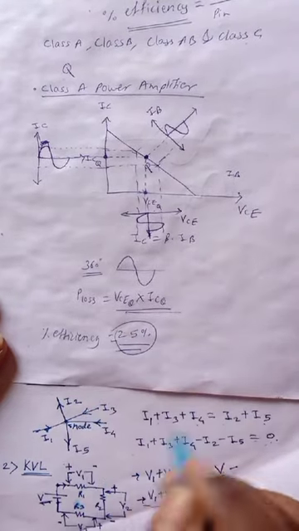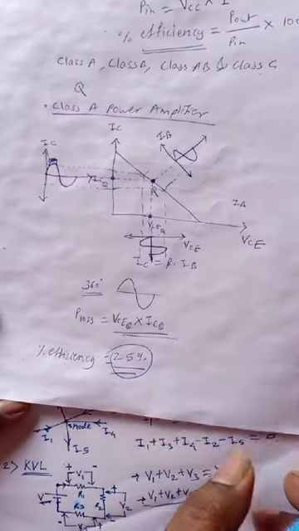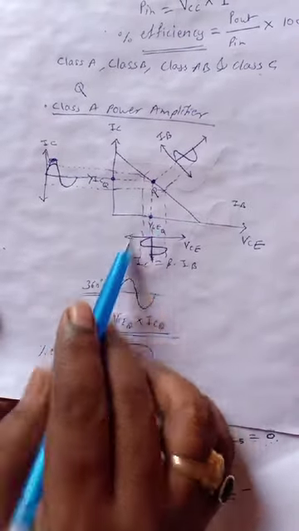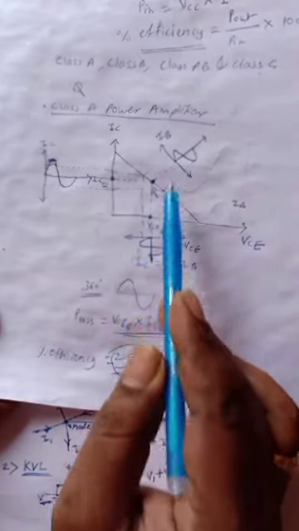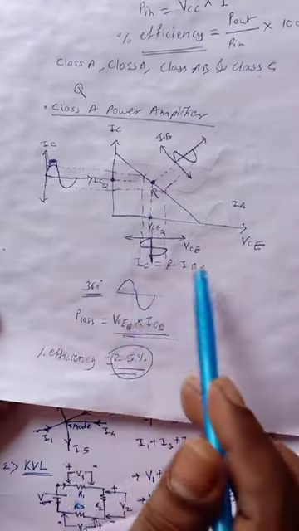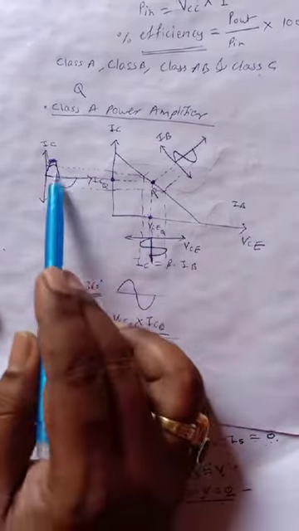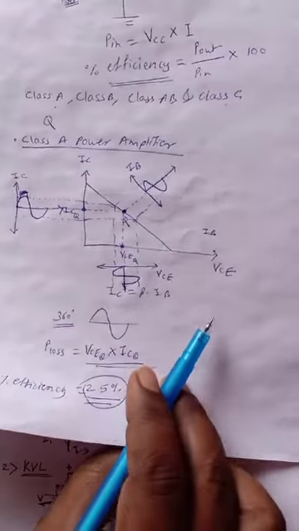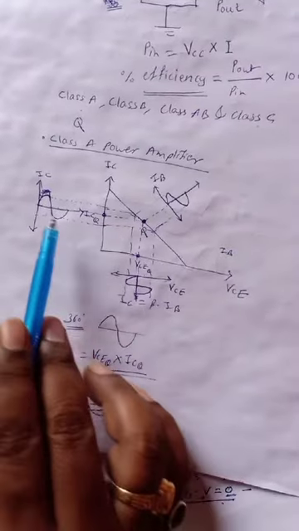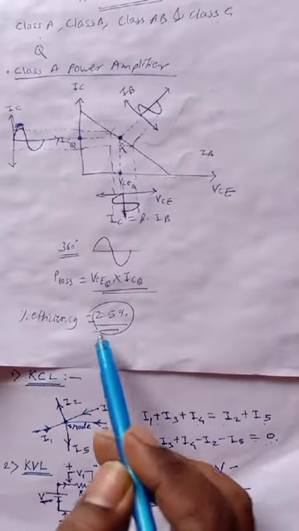So this is the drawback of this class A power amplifier, but it is used in audio amplification because we get undistorted output. Undistorted means there is no distortion at the output. So this is one advantage, that we get the undistorted output, and efficiency is decreased up to 25%.